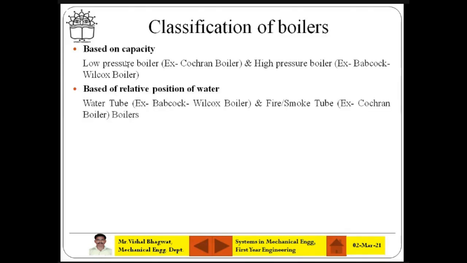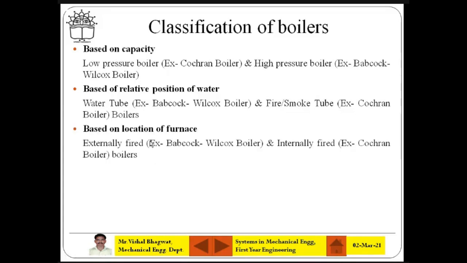Based on relative position of the water tubes, water inside the tubes, then water tube boiler. Then fire or smoke inside the tube, then it is fire tube boiler. You understood? So relative position of water. Where is the water in the boiler? So there are two kinds of boiler. One is water tube boiler, another is fire tube boiler. When you see the water is heated in the tubes, then it is water tube boiler. Water is heated in the tank, but what is there in the tubes? So basically fire or smoke is passing from the tube, then this is called as a fire tube boiler. Fine, we'll go quickly now.